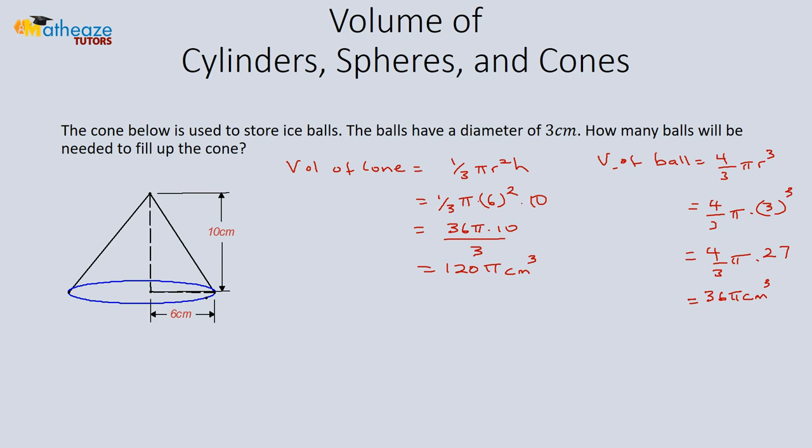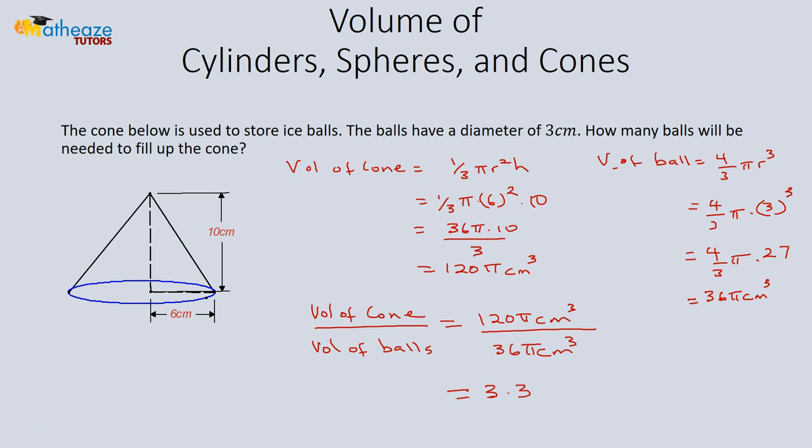So how many of the balls do we have in the cone? We're going to divide the volume of the cone by the volume of the ball to find out how many balls will fit in the cone. 120 pi cubic centimeters divided by 36 pi cubic centimeters. If you put this in a calculator, you get 3.3, which is a non-terminating, repeating decimal. So we're going to end up with 3 of such balls in this cone.